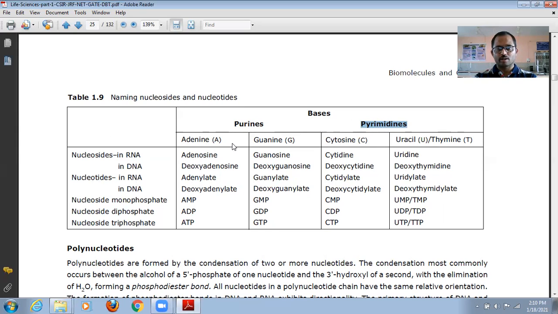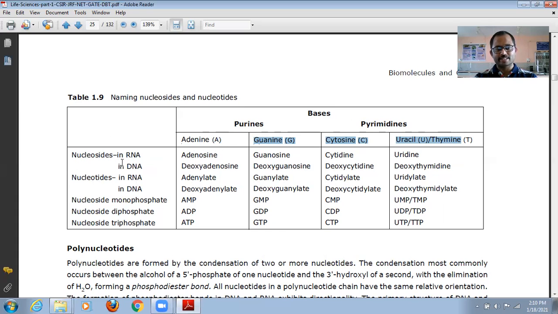There are two purines, that is adenine and guanine. These are the two purines. And the pyrimidines are cytosine and either uracil or thymine. So these are the three pyrimidines which are found in the nucleic acid.